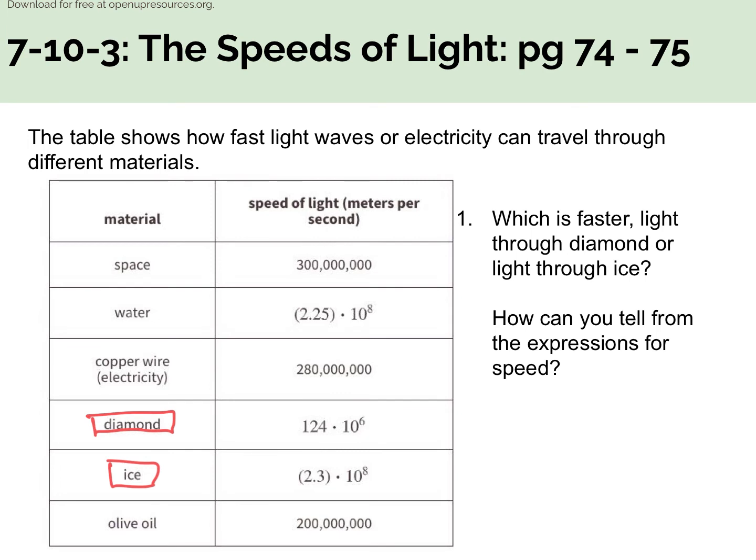So let's take the decimal and put it here. So it's 1.24, because notice how the front numbers are now closer. They're numbers between 1 and 10, right? And this is going to be times 10 to the 8th power. So which is faster? Actually, the light is faster through ice than it is through the diamond, because if we compare those two numbers now with the same exponent, the 2.3 is larger than 1.24.